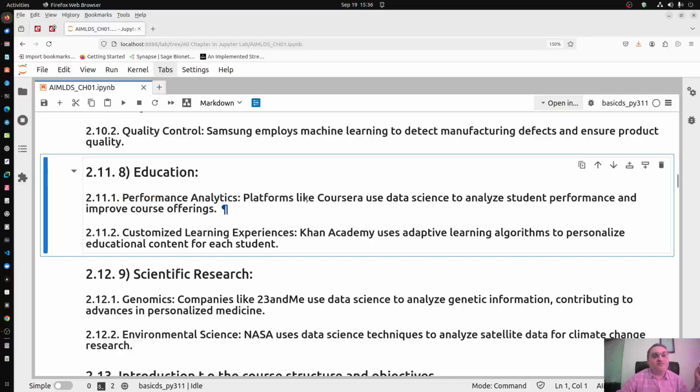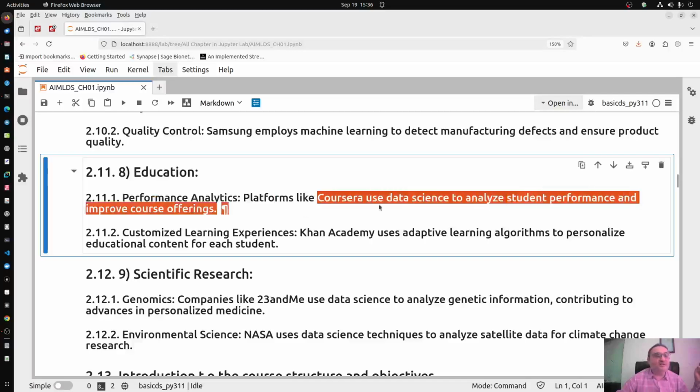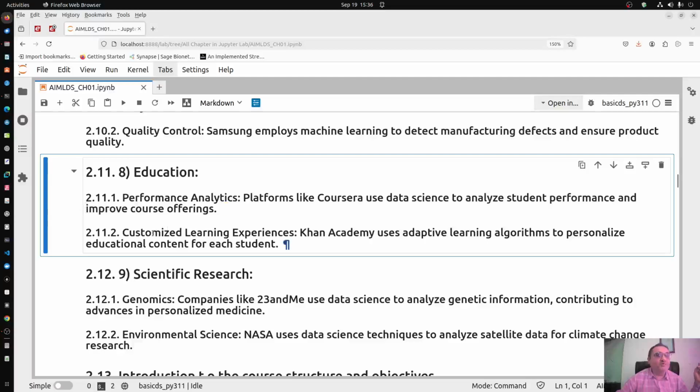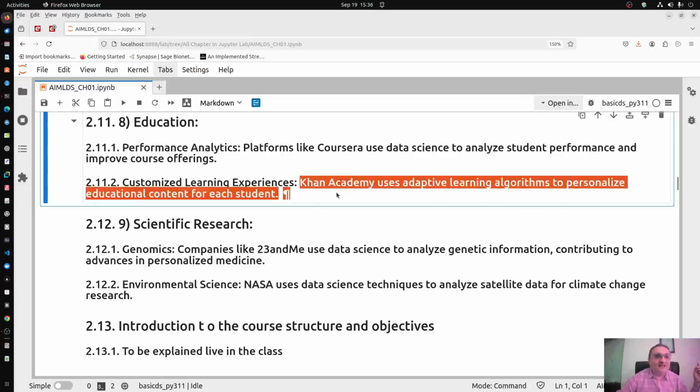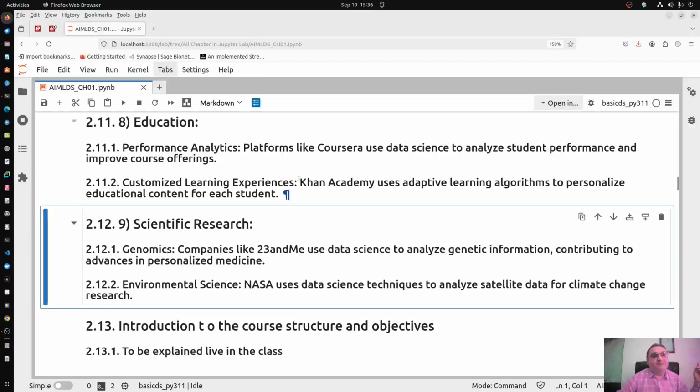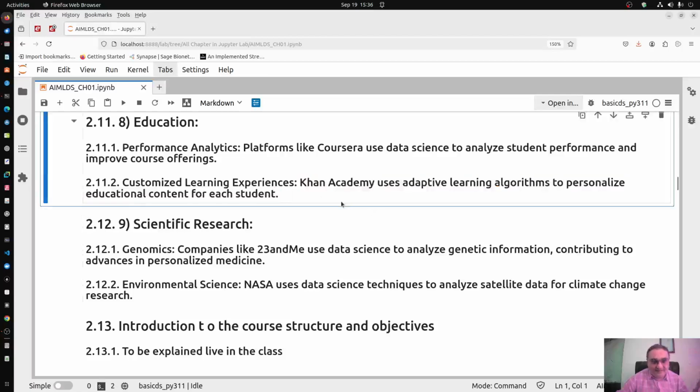In education, platforms like Coursera use data science to analyze students' performance and improve the course offerings. Then, customized learning experience: Khan Academy uses adaptive learning algorithms to personalize educational content for each student. Now this personalization is the latest craze in education, and people will go on doing this, because the demand for a smaller student-teacher ratio is increasing.